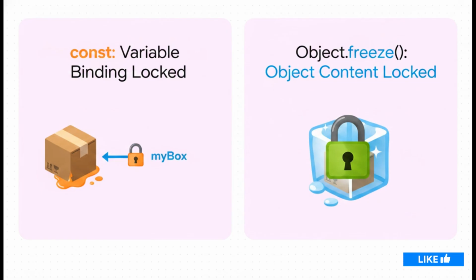When you pass an object into object.freeze, it returns a truly immutable version. No new properties can be added, none can be removed, and existing properties simply cannot be changed. If const is gluing the cardboard box to the floor, object.freeze is taking that entire box and freezing it inside a massive block of solid ice. The contents are completely suspended and protected.